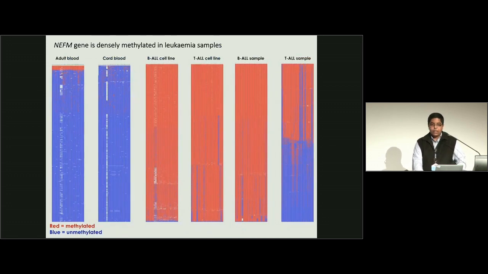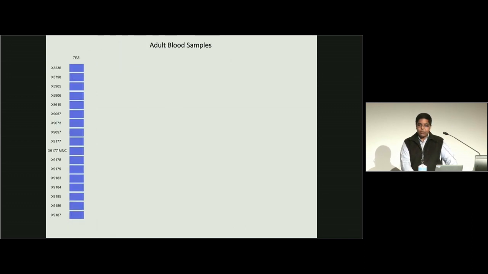Another example is NEFM, which shows a low level of methylation in adult blood samples, but the majority of cord blood samples were unmethylated, compared to a very dense methylation in B-cell and T-cell leukemia. Let's have a look at the rest of the samples. Let's have an overview of the results.